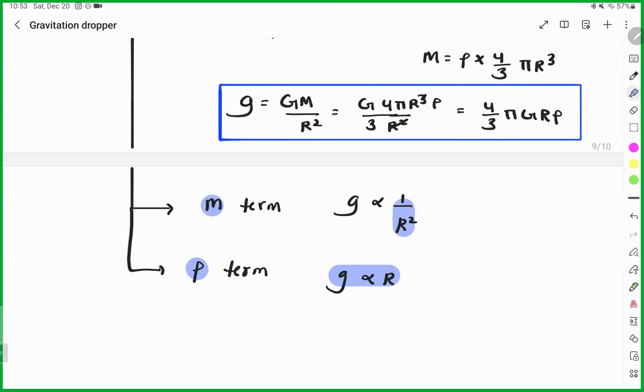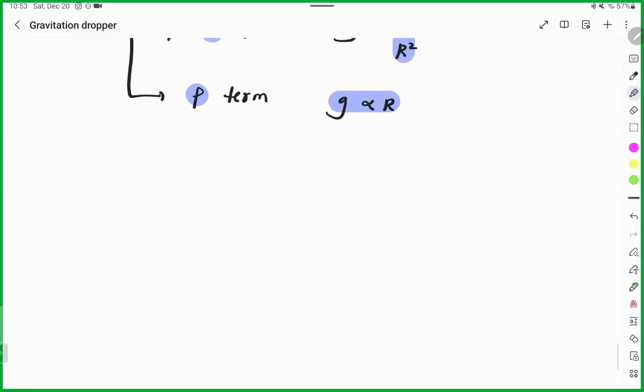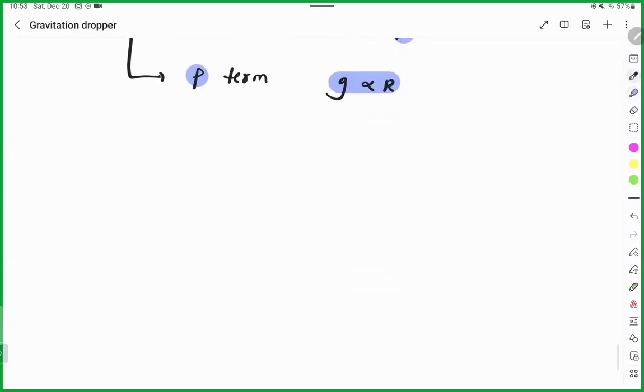People will mostly consider g inversely proportional to R square and they will calculate. But remember what is given in the question. This is really important before deciding how you want to solve. Let's do one question, then you will understand.